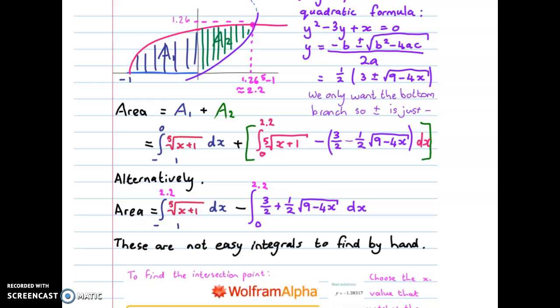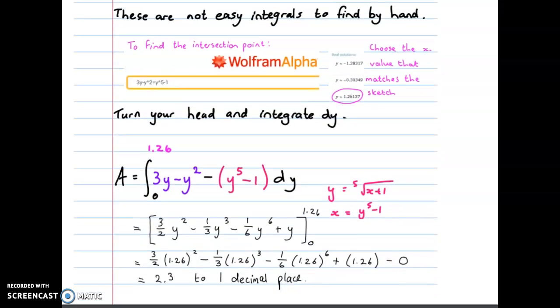So here's the alternative. Turn your head and do it dy. Then I've got the big function, which is the one more to the big y side, minus the smaller function. How did I get this? I took this function, made x the subject. So this is from x equals this to x equals this. These expressions have y as the variable, and I'm going from y equals this to y equals that. Easy to do. The end.